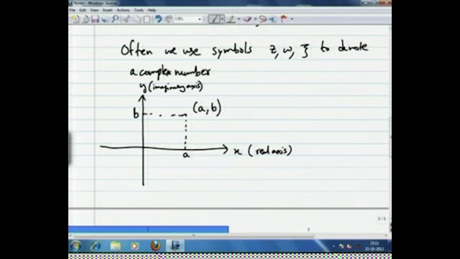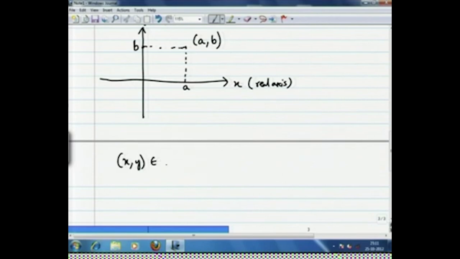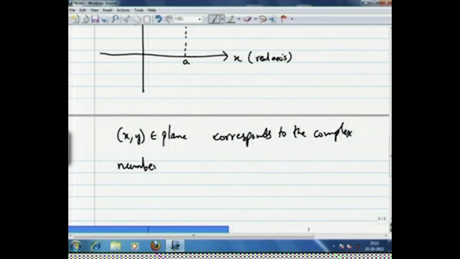Okay. So, the y coordinate gives the imaginary part. So, if x comma y belongs to the plane, it corresponds to the complex number x plus I y.